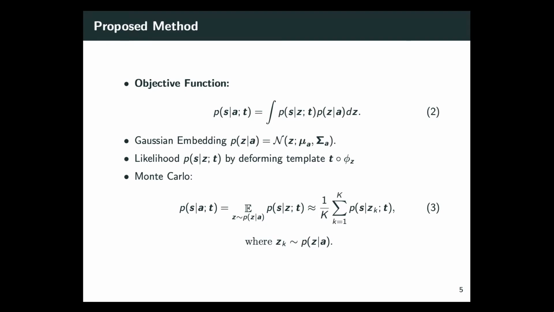A simple way to optimize this objective is to do Monte Carlo sampling. We first rewrite equation 2 as an expectation. We can then take sample of P of Z given A and take the average.